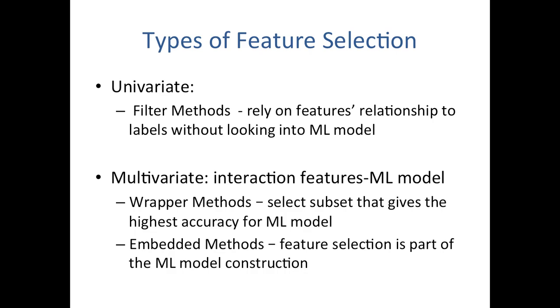Embedded methods, on the other hand, are feature selection approaches that are run as part of the training process of the machine learning model. So rather than first selecting subsets and running them through the model, we just learn the importance of the features as we build the model.